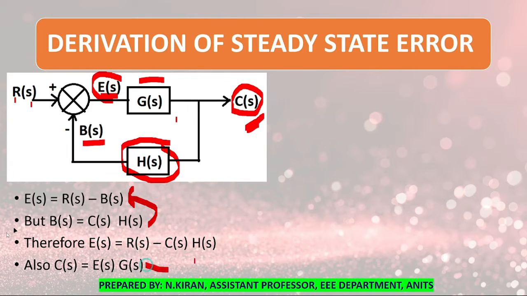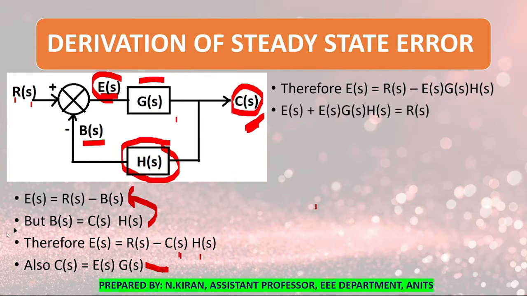Again, if I substitute in the above expression, it will give me the expression of error E(s) as R(s) minus E(s) into G(s) into H(s). If I take E(s) common, that will give me E(s) into 1 plus G(s) into H(s) is equal to R(s). That will give me the expression of error in the Laplace domain as E(s) is equal to R(s) by 1 plus G(s) into H(s).